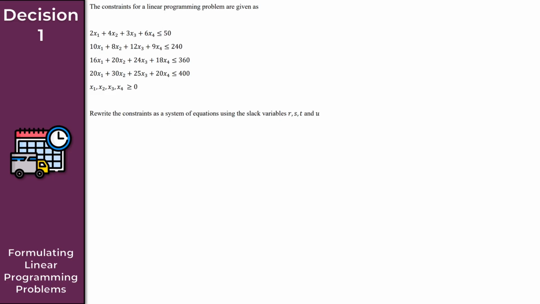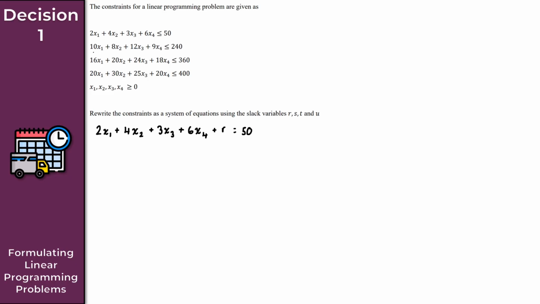So to get us started, like we just said, we've got 2x1 plus 4x2 plus 3x3 plus 6x4. We now introduce one of the slack variables. So I'm going to introduce r as my slack variable, so plus r. And again, as we mentioned before, change the inequality now to an equation. So this is equal to 50. Perfect. Nice and easy, right? And we just repeat this process now for each individual constraint.